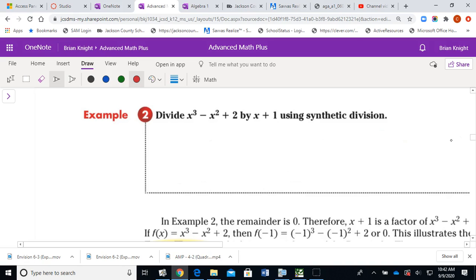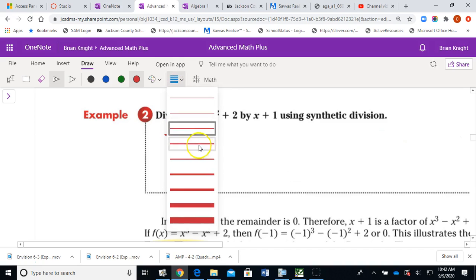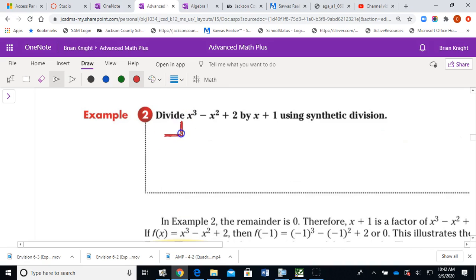Okay. So here's what we're going to do. When you're dividing by something synthetically, you're going to make a little backwards L and put a box here. What are we trying to divide by here? X plus 1. So that could be a factor.